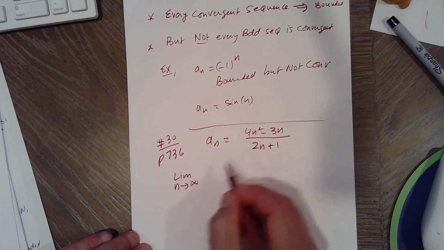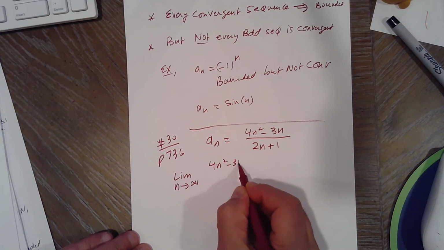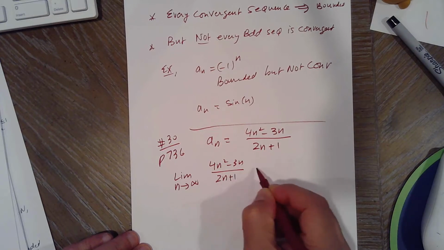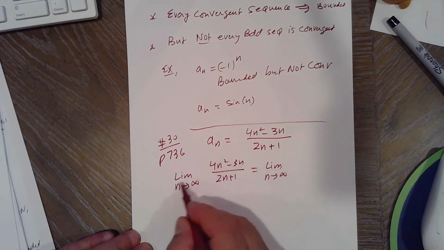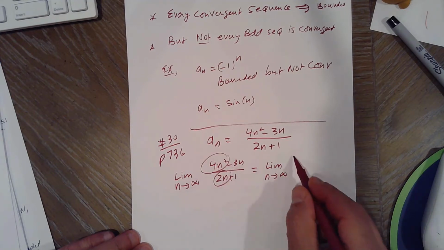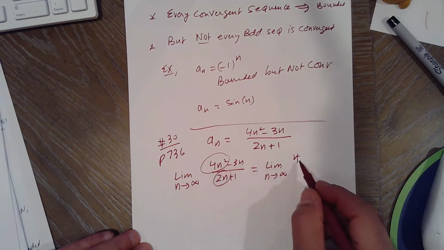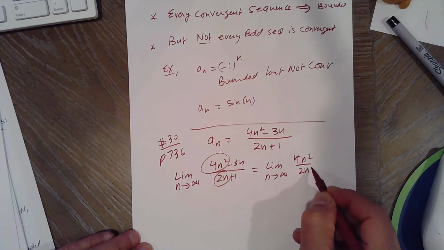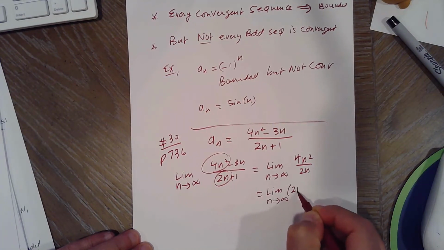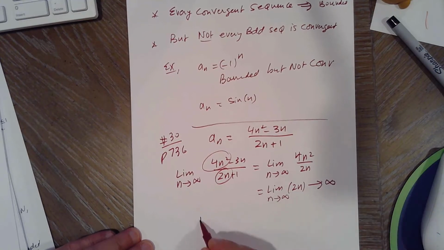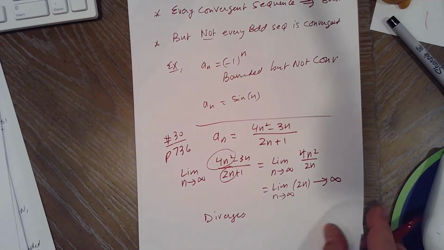So let's find the limit of (4n squared minus 3n) over (2n plus 1) as n goes to infinity. When n is infinity, only the leading power counts because it's like dividing everything by n. So it's the limit as n goes to infinity of 2n, which goes to infinity, so it diverges. Okay, so that sequence diverges.